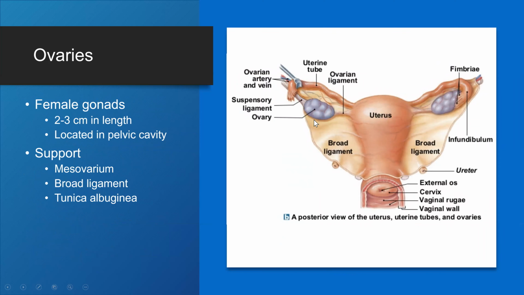Ovaries are female gonads located in the pelvic cavity, and we have a whole system of ligaments here that support the uterus and ovaries and hold them in place. Over here it says mesovarium, broad ligament. So that's a broad ligament. Then over here we have the ovarian ligament. Now the ovaries themselves are covered by tunica albuginea, the same as testes.